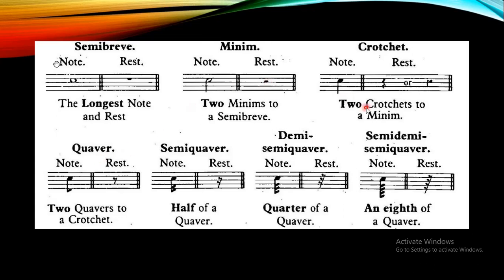Then the other one we have is a crotchet. This is actually the most commonly used in most pieces, and in terms of reference, we tend to refer to all these notes in relation to the crotchet. The other one is a quaver.